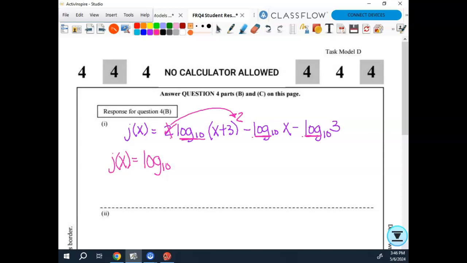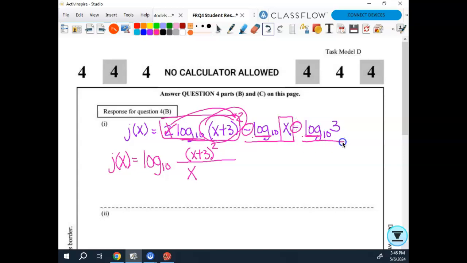Then I have some minuses, so I'm going to make a fraction. Now look, everything that is positive, this is positive. Therefore, this part goes in the numerator: x plus 3, squared. This is negative. Therefore, this goes in the denominator. This is negative. Therefore, this goes in the denominator. But it is not x minus 3.